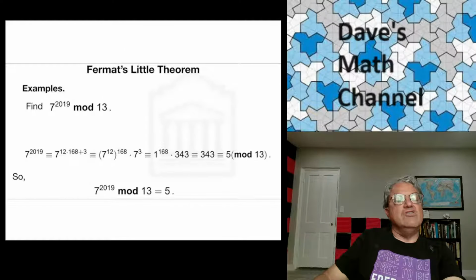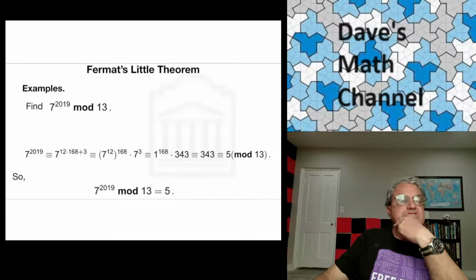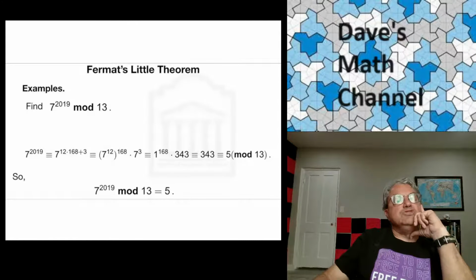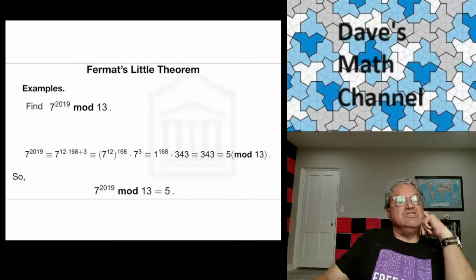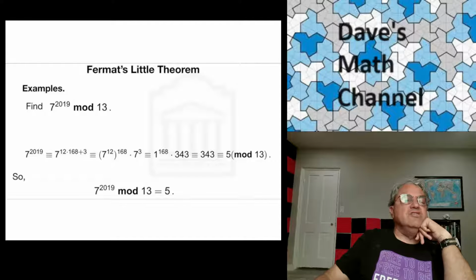And you can even do harder examples. I mean, you can use huge powers. Suppose we wanted to find 7 to the 2019th power modulo 13. Well, you don't have to actually calculate 7 to the 2019th power. That's horrendous. That's probably a number with something like 1,500 digits. You wouldn't want to calculate that. But here's what you do.